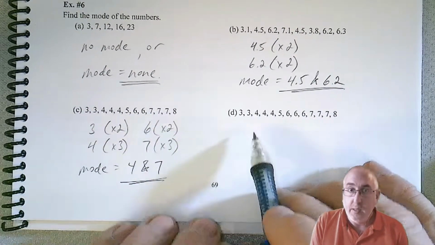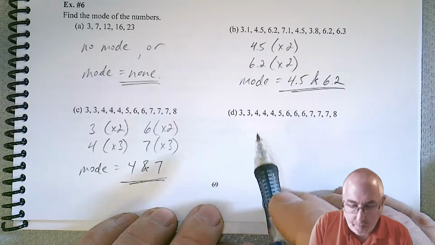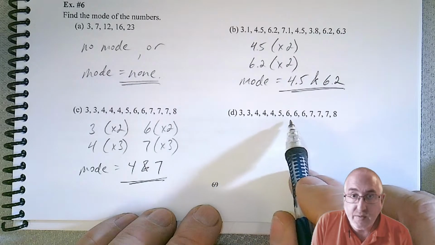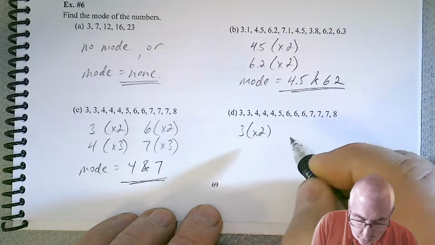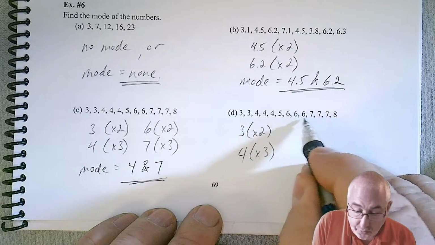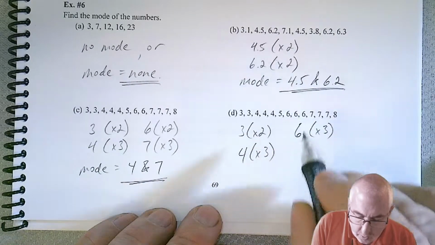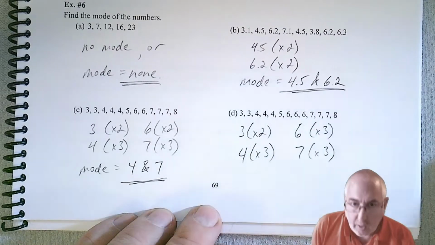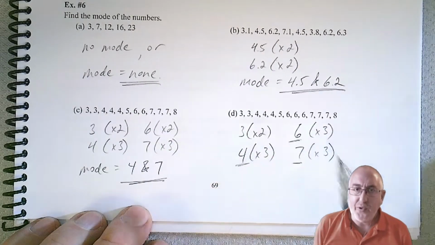All right, let's try the last one. Very similar, very subtle difference in them though. So we got a 3, a 4, 4, 4, 5, 6s, 7s, and 8s. Again, we got 2 3s, we got 3 4s, we got 3 6s, we got 3 7s. Okay, so it looks like we potentially have 3 modes.